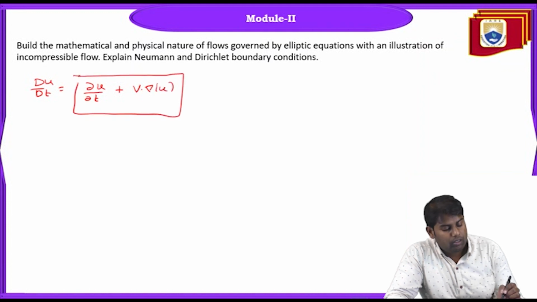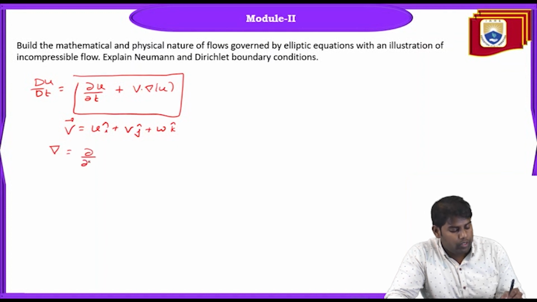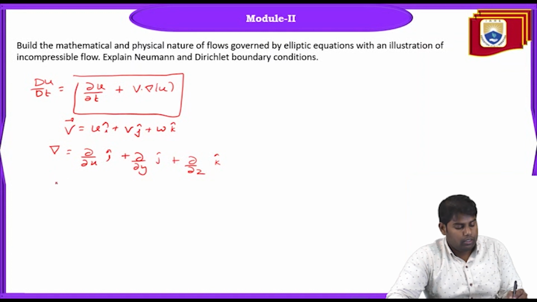Okay, so you can take v as a vector, which is u of i cap plus v of j cap plus w of k cap. So the gradient will be ∂/∂x of i cap plus ∂/∂y of j cap plus ∂/∂z of k cap. Okay, so when you do v dot del, so what happens actually?